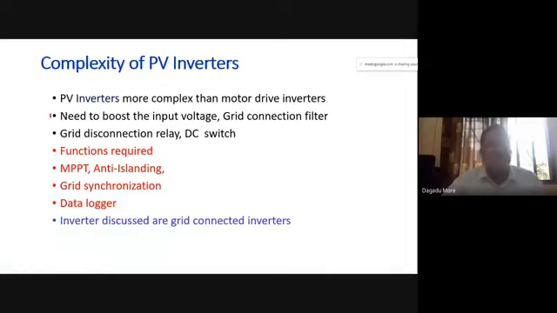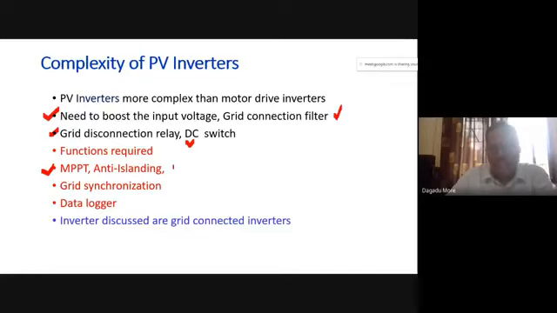The first reason is that we need boosting of the DC voltage. The solar panel voltage may be low, and we want to boost it to the level of the grid voltage. Then we require a filter at the grid side. That is the second requirement. When there is a problem or fault in the grid, a grid disconnection relay is required. We also require a DC switch. These are the hardware requirements, as well as operating the inverter at the maximum power point.